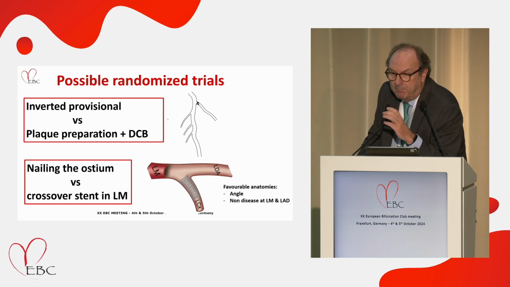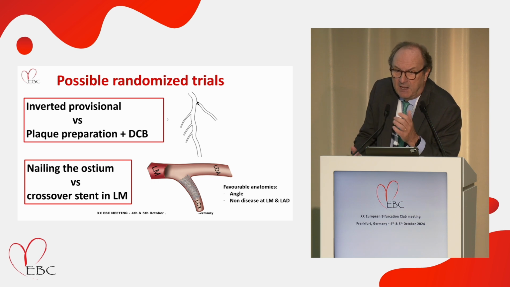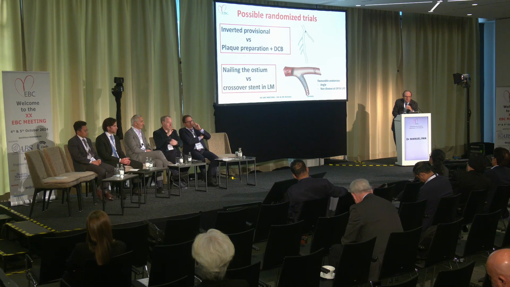So we have no evidence on this, we need a randomized study, and I think that these two studies may be proposed for members from the EBC. I think the most popular strategies are the inverted provisional versus the use of DCB. This is maybe a randomized trial, and also at the level of the left main, the use of nailing versus crossover may be another proposal when the anatomy is favorable. Thank you for your attention.